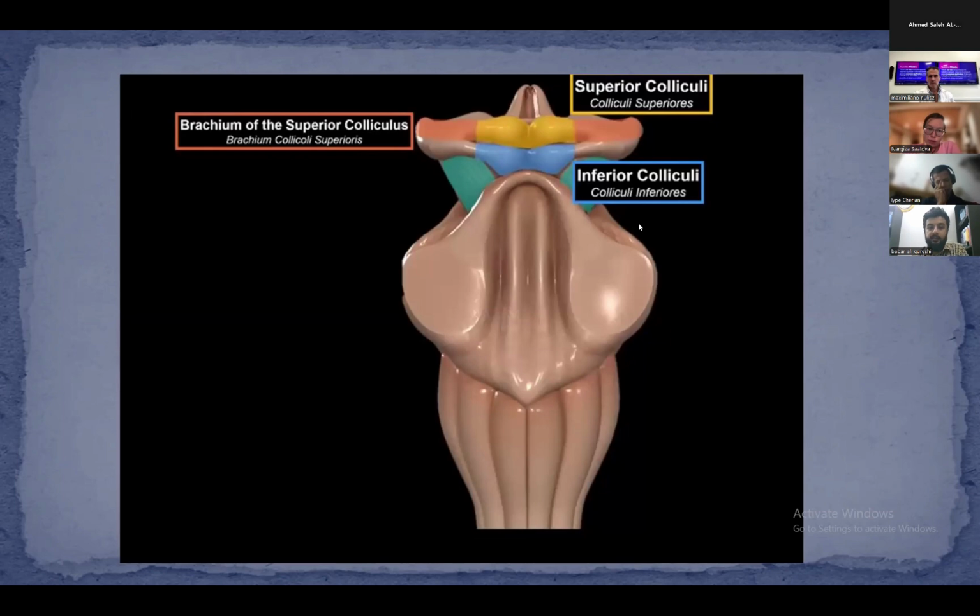This is the diagrammatic picture, again to emphasize the dorsal surface. We can see in yellow color the superior colliculi. Just below it, there are the inferior colliculi. On either side, we can see in light blue or aqua color the cerebral crus, which we saw anteriorly. The same we can see from the posterior surface as well.